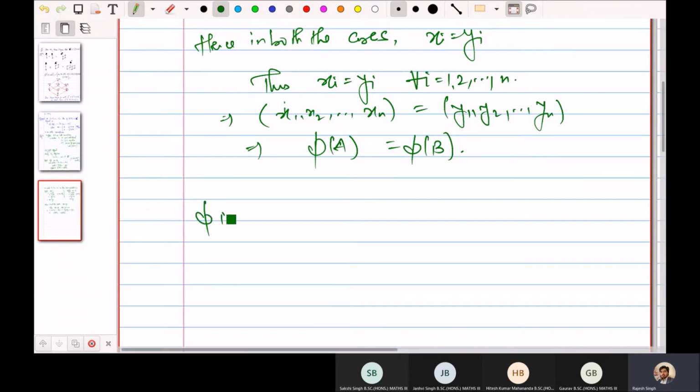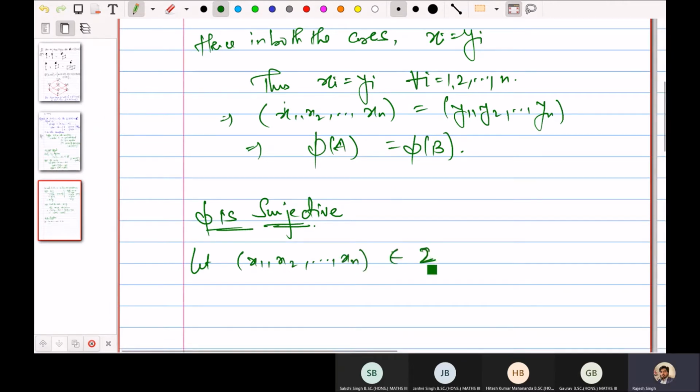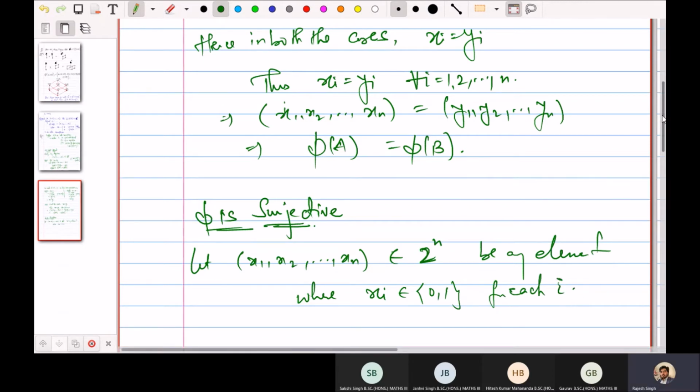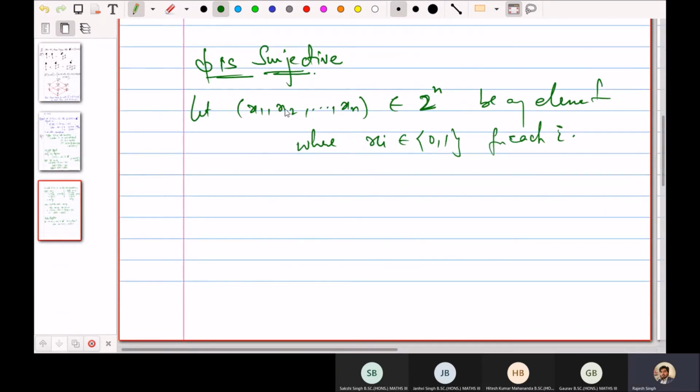Now we have to show phi is surjective. Yes, can someone give the reason why it has to be surjective? So if I pick any element, let (x1, x2, ..., xn) belong to 2 to the power n be any element, where xi belongs to {0, 1} for each I. Okay? How can you show that this is the image of some element?